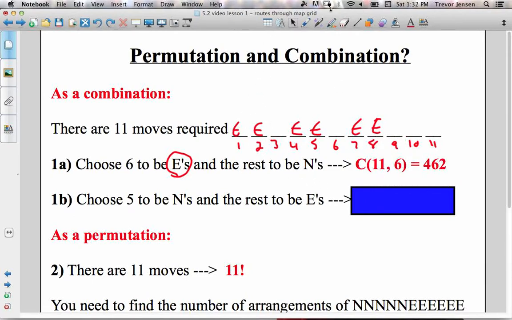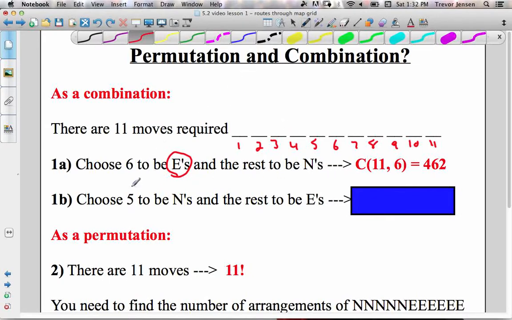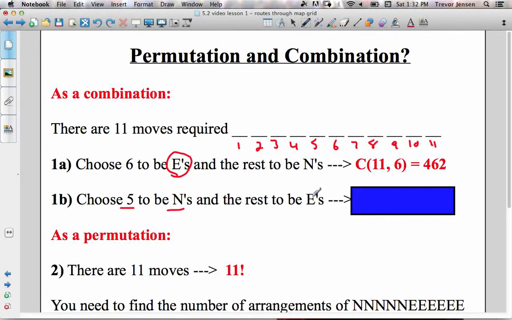Now you might be saying, well, how come you wanted to figure out how many of the spots could be east and you didn't do how many spots could be north? Well, you could do that as well. Instead of figuring out how many ways we could choose 6 of the 11 to be east, we could do how many ways we could choose 5 of the 11 to be north. And if you do 11 choose 5, you end up with the exact same answer as 11 choose 6. You get 462.